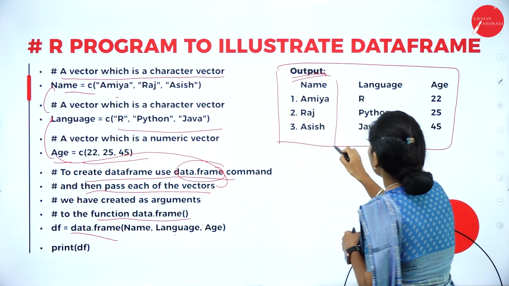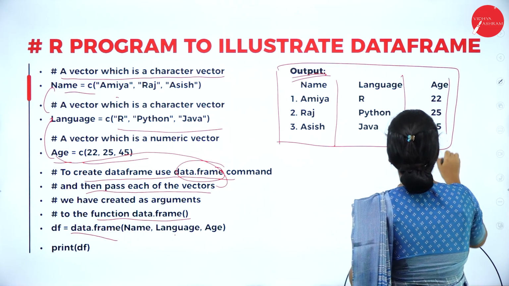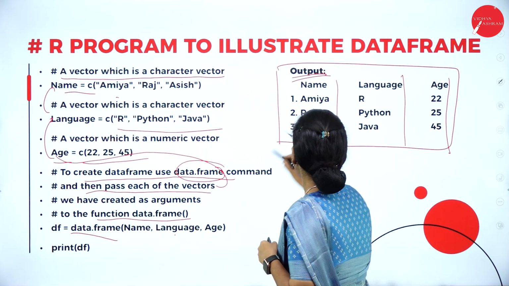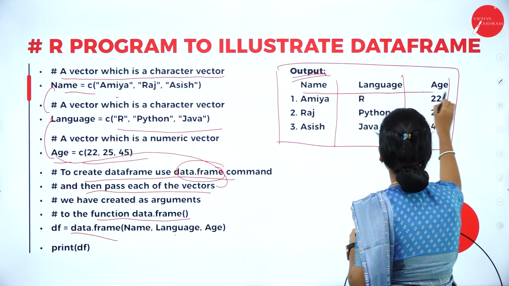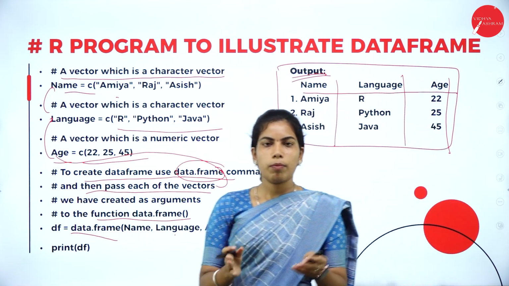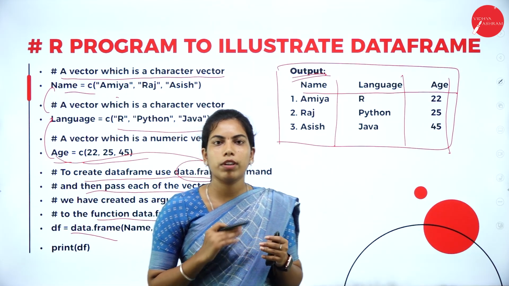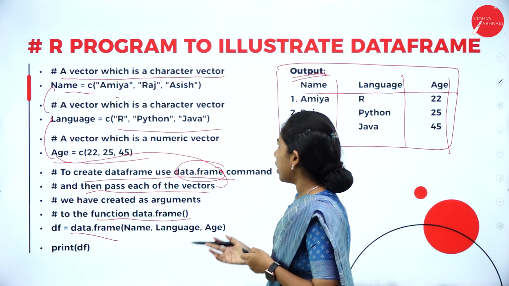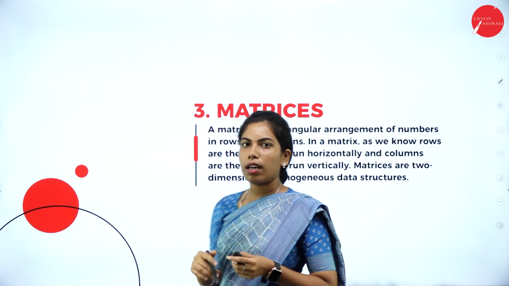The data frame has name, language and age, with the rows 1, 2, 3 and the columns name, language, age. This is how the data is stored in tabular format, so that's why this is called a data frame. Let's see another one. Here you can see the matrix.